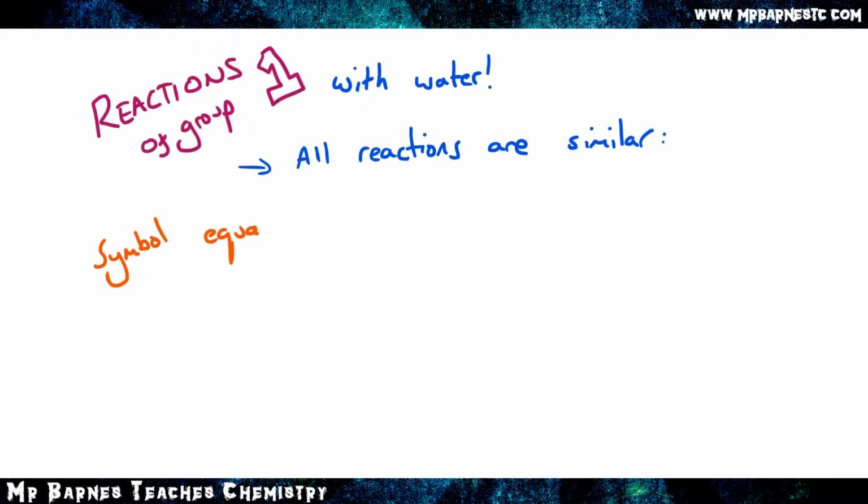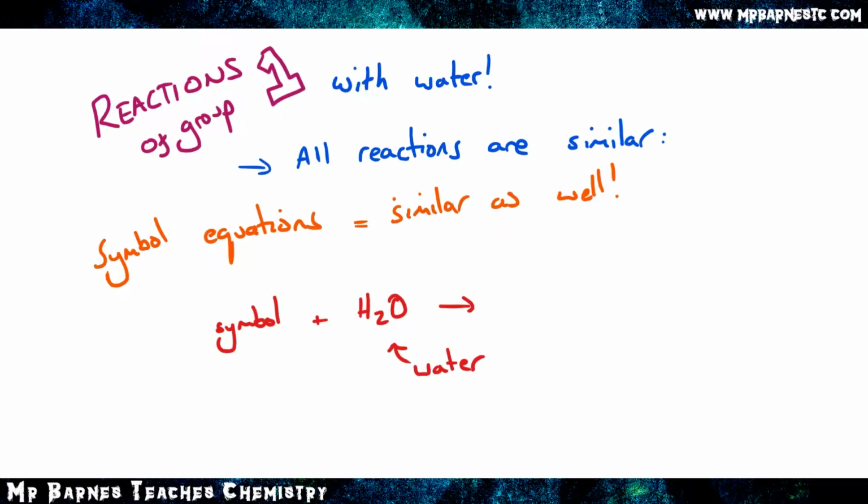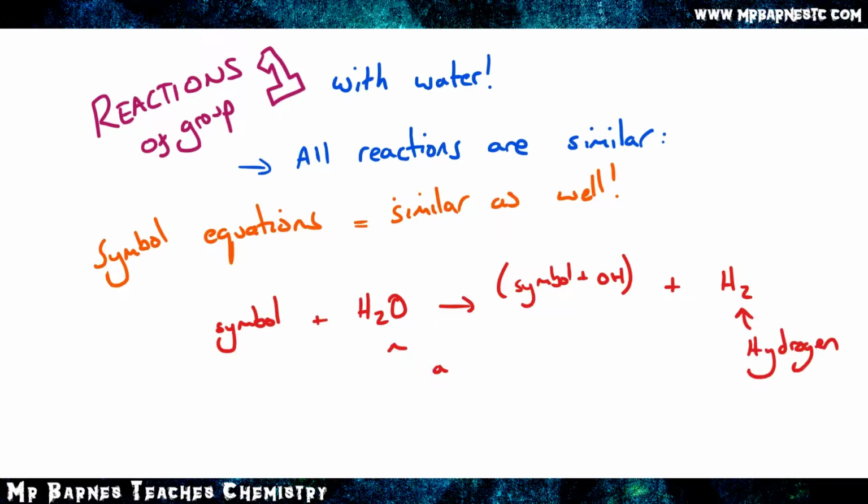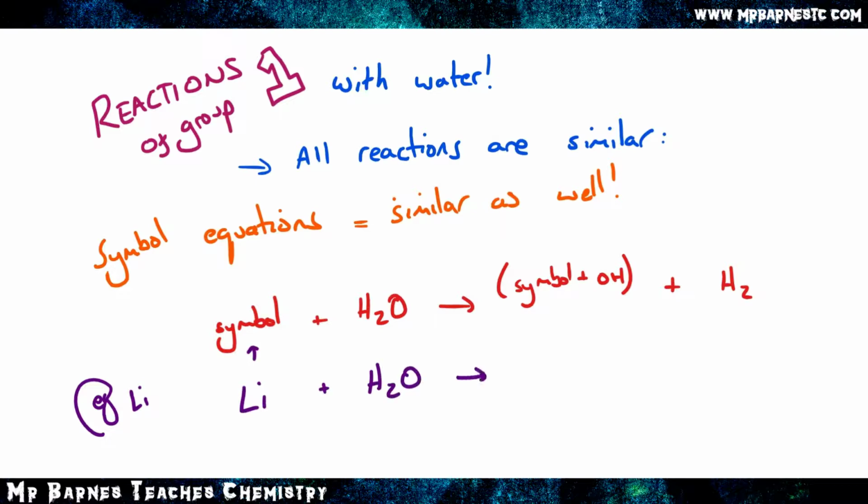When you're doing the symbol equations, it's very similar as well. So the generic thing is you put the symbol of the metal in, water, which you should know is H2O, the symbol of the metal plus OH, and then hydrogen, which you should know is H2. So if we look at the example of lithium, lithium has the symbol Li, so we just put that in as my metal, plus H2O, and it goes to, as I've said, symbol plus OH, so it will be LiOH, and then plus H2. Once you've done that, all that's left is to balance it.